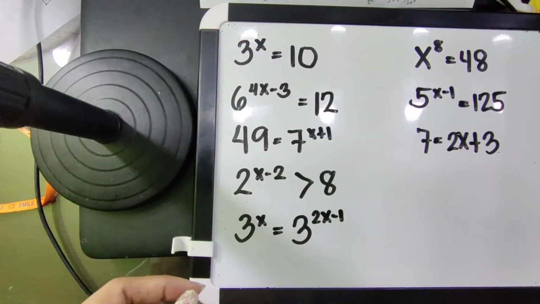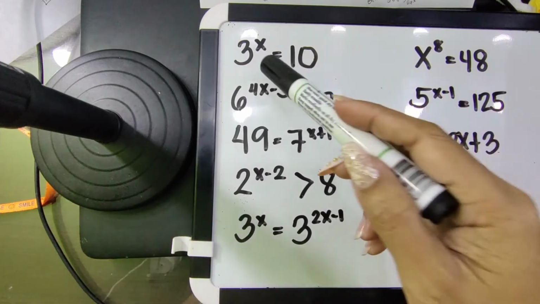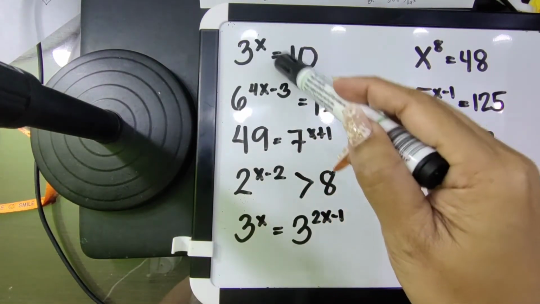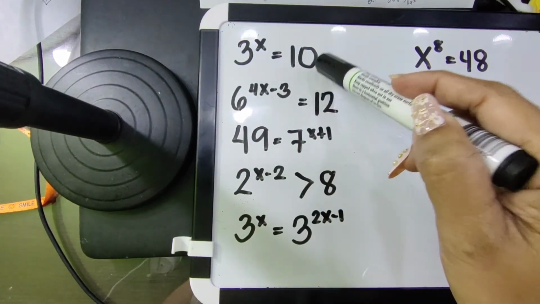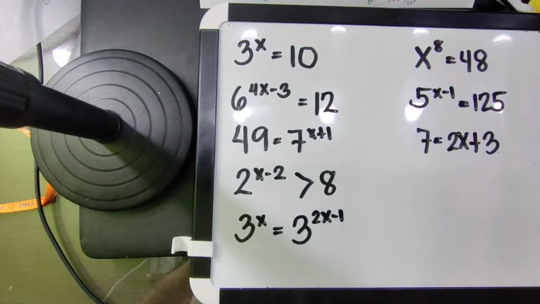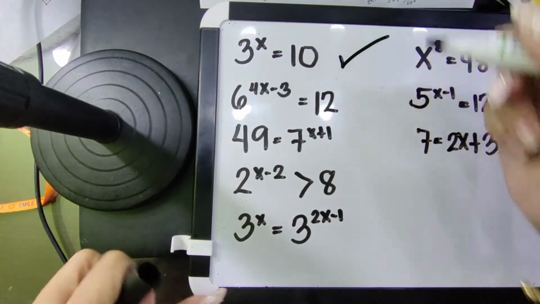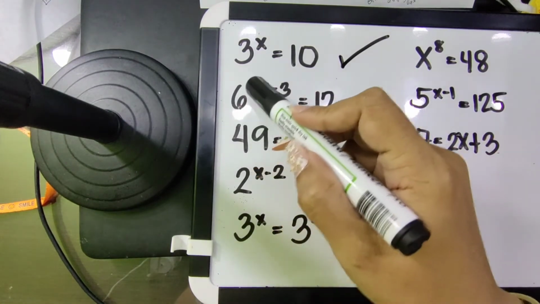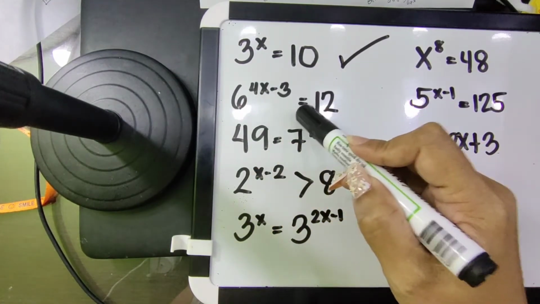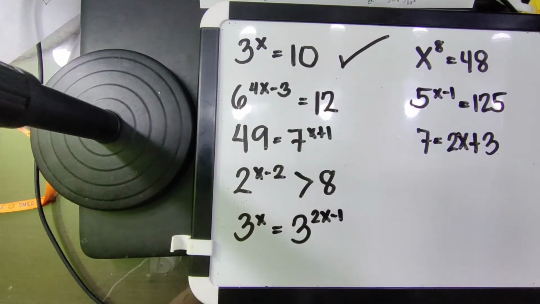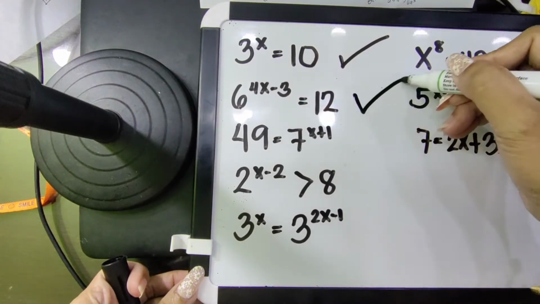Okay, let's take a look at my examples. This is my example: 3 raised to x is equal to 10. Is it an exponential equation or not? Of course, it is. Let's put a check. Next, 6 raised to 4x minus 3 is equal to 12. Is it an exponential equation or not? Of course, it is. Let's put a check.